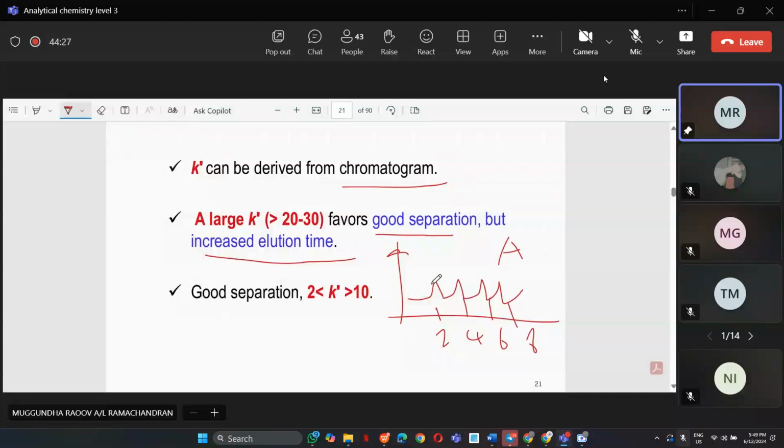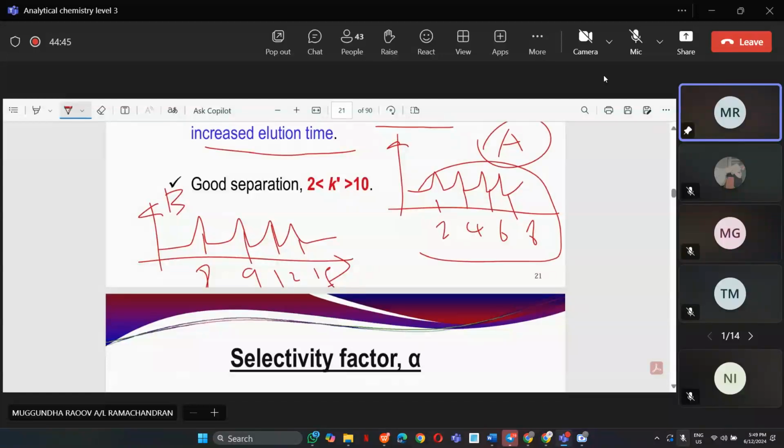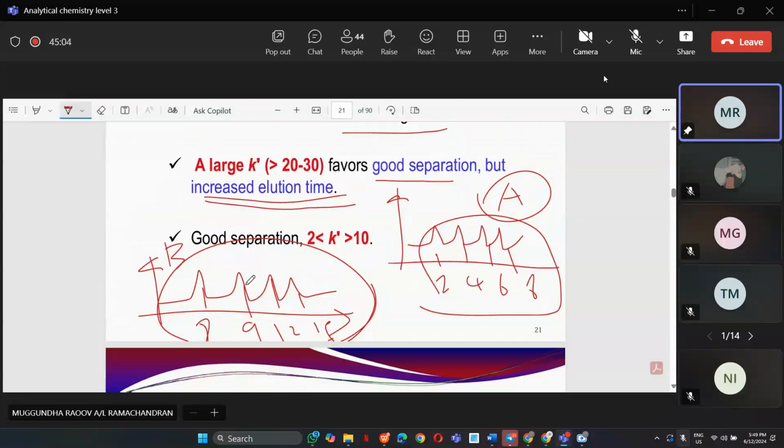In another case, method B, I'm separating the same compound, but I'm separating at 8, 9, 12, and 15. So if you see here, the same compound, but in method A I'm separating within 8 minutes, and in method B within 15 minutes, which means I'm wasting the mobile phase. For HPLC, I'm wasting the organic solvent. For gas chromatography, I'm wasting the gas. So we want the elution time to be lesser, so that we can run in a shorter time.